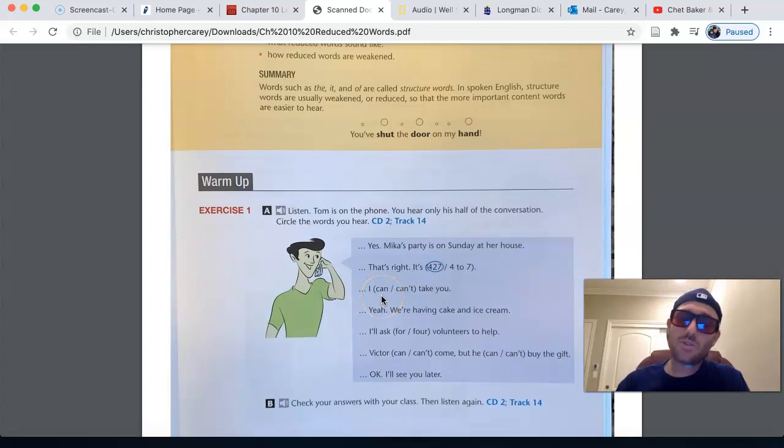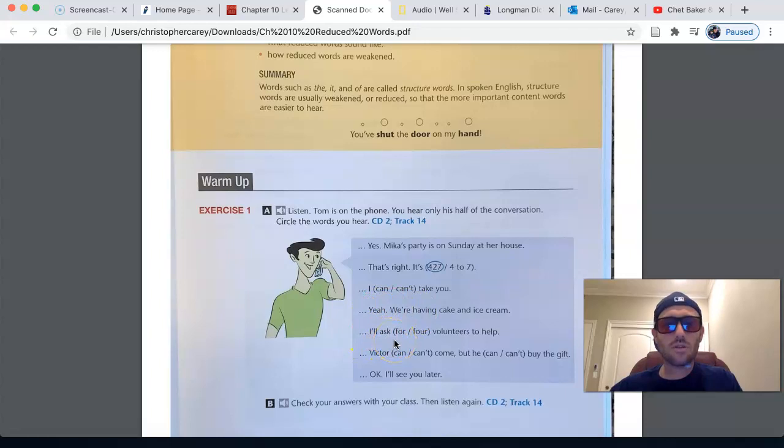Remember, if you look on page 70, helping verbs that are positive, that are affirmative, are reduced. The pronunciation is reduced, unstressed. But remember, if you look at page 70 again, negative structure words, negative helping verbs, are actually considered content words, and therefore they're stressed. So in I can take you, can is reduced. I can take you. Yeah, we're having cake and ice cream.